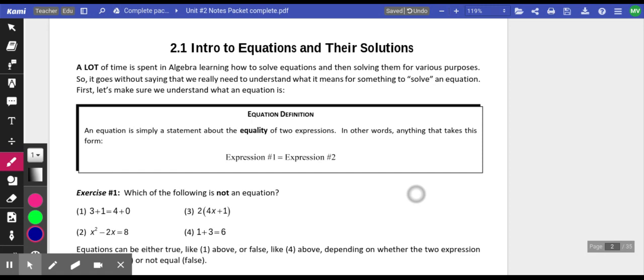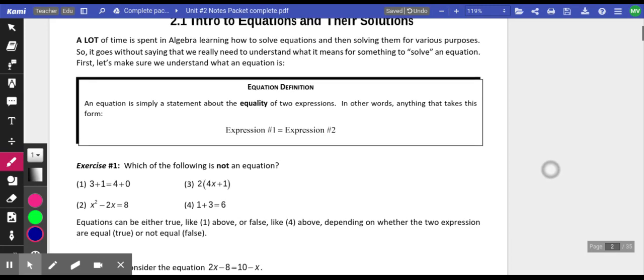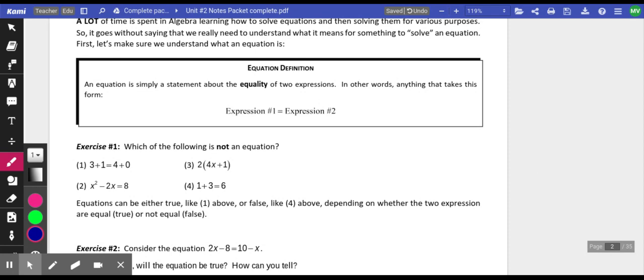So first we need to understand what an equation is. An equation is simply a statement about equality of two expressions. In other words, anything that takes the form of expression 1 equals expression 2.